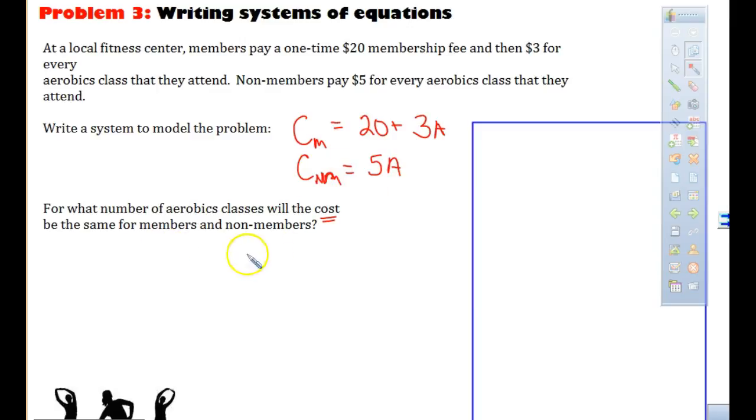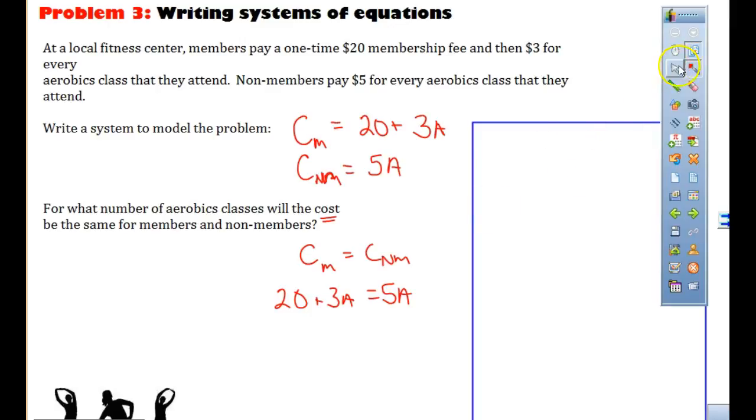This one again, it says when is it the same? Now, you could use elimination, but you're just trying to find when the cost to the member equals the cost to the non-member. So 20 plus 3A equals 5A. Please solve that one right now. Do that now on your own. Track your A's. We're going to be looking at for what number of aerobics classes, so we want to find what is our A in this one. Samantha, what'd you end up with? A is equal to 10.